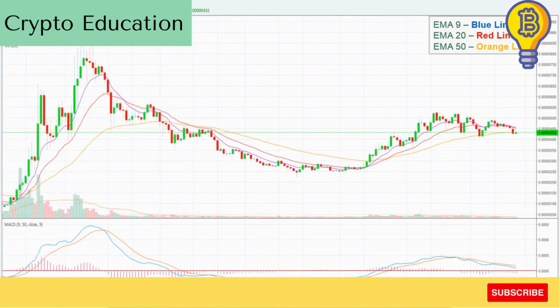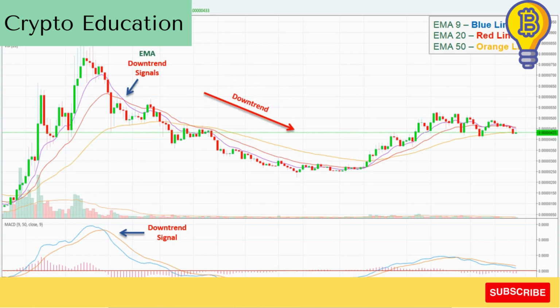Okay, now let's take another example. As you can see on the screen, we had a strong uptrend signal here. The MACD line crossed above the signal line and the zero line, and the EMA 9 crossed above the EMA 20. So in seeing these signals, we could easily predict that the price was going to go up. The trend reversed when the MACD line crossed below the signal line here. The EMA 9 also crossed below the EMA 20.